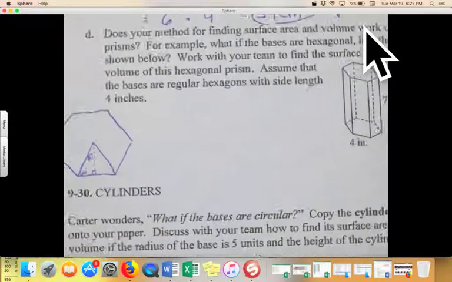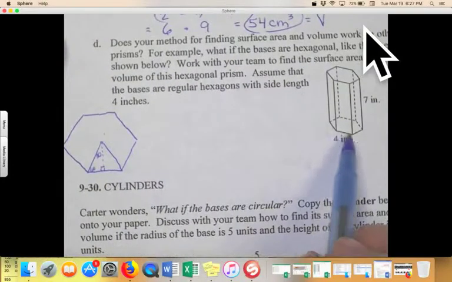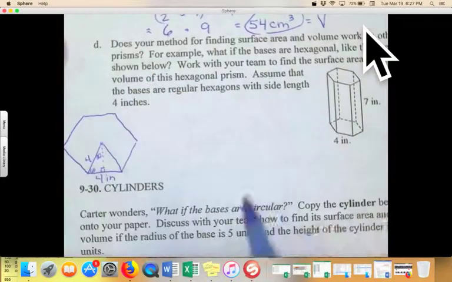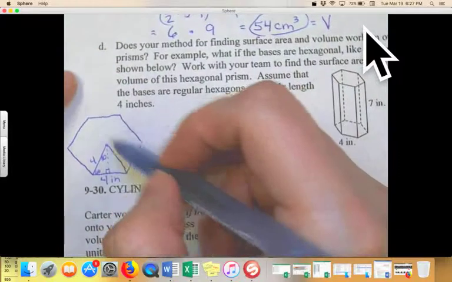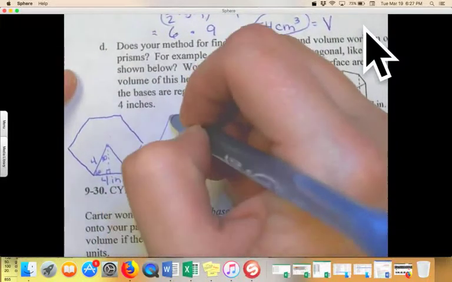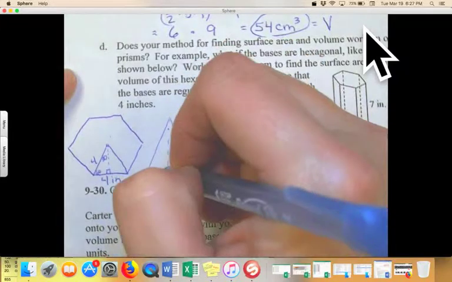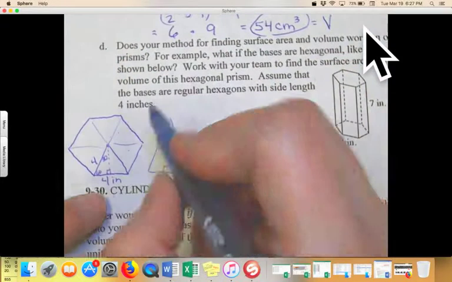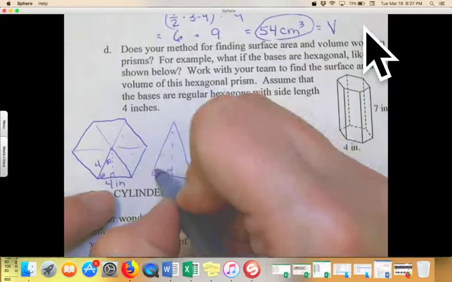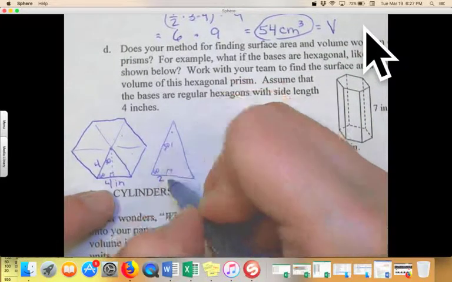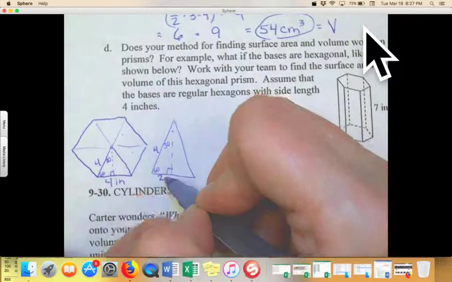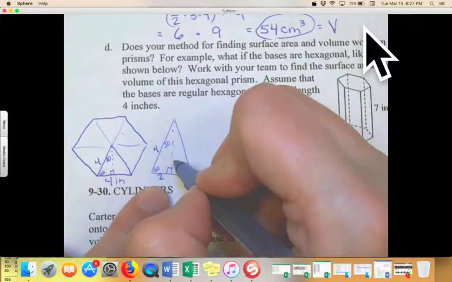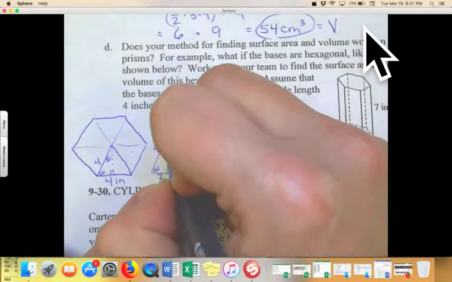Okay? Now we are shown here that each edge of the hexagon is 4 inches, which means each of these sides is 4. So to find the area of the hexagon, we are first going to find the area of one triangle and then multiply it times 6 because there are 6 of them inside your hexagon. Okay? So half of our base is 2. This is a 30, 60, 90 triangle where the hypotenuse is always double the short leg, and the long leg, which is represented by the height of our triangle here, is √3 times the short leg. So our height here is 2√3.